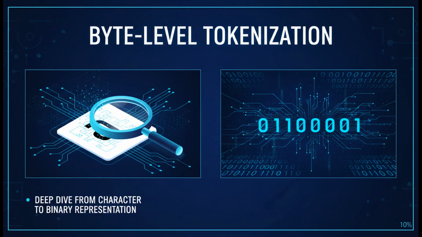To handle every possible character in every language, some models tokenize at the byte level. This ensures the model never sees an unknown token because every character in existence can be represented by basic bytes.